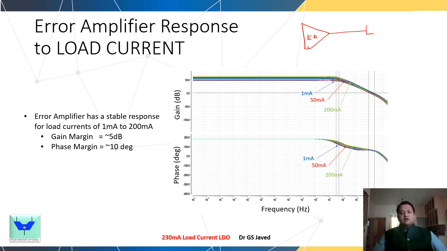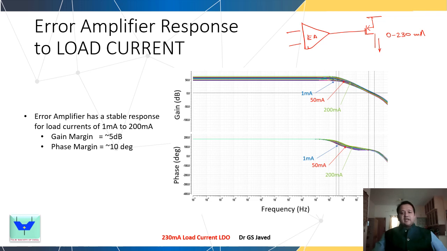So the current load that would get pulled from 0 to 230 milliampere that was present here, that output load current, your error amplifier should be able to support. Now in this graph we see that the error amplifier is able to support a range from 1 milliampere to 200 milliampere, and the phase error also is given here.